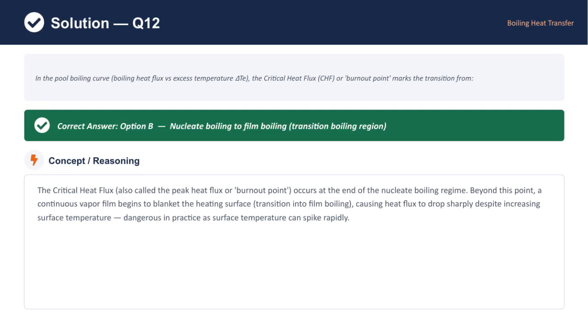Here we're looking at the concept of boiling heat transfer, specifically focusing on the pool boiling curve, which plots boiling heat flux against the excess temperature. The key point here is the critical heat flux, often called the burnout point.